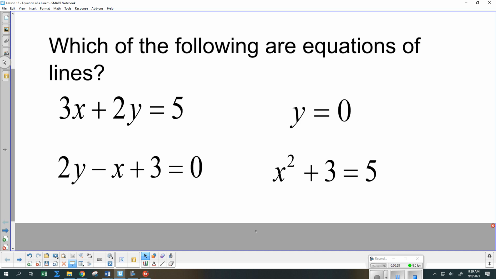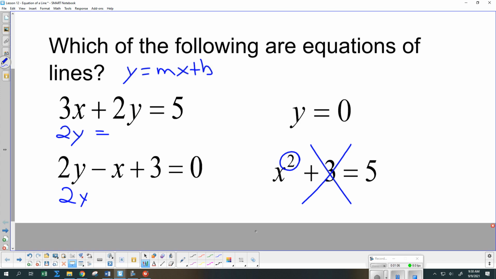And so we look at these, and the first thing that jumps out at me is, oh, wait a minute, this one has an x squared in it. And I remember that lines are y equals mx plus b, and there's nothing about an x squared in there. So x squared plus 3 equals 5 can't be a line. It will end up being one of those U-shaped parabolas if we had it as y equals something with an x squared in it. And then I look at these two over here on the left, and I could get each of those as 2y equals something, and then I could divide everything by 2, and yeah, I'd have a y equals mx plus b.